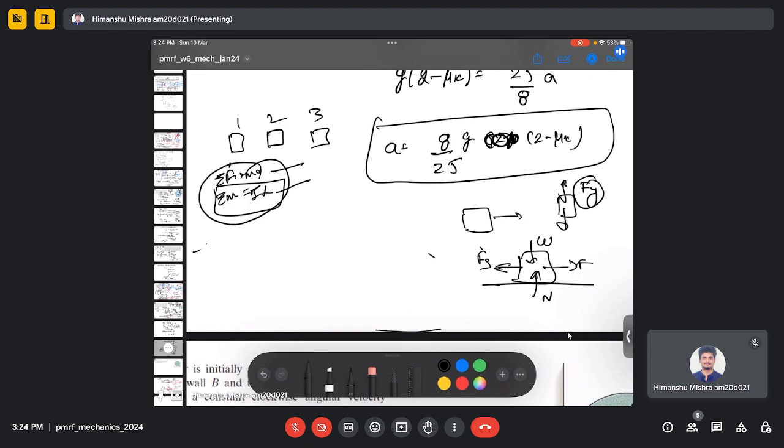But in all the problems you need to consider only these two expressions to develop the set of equations for different bodies, and then use that set of equations to solve for the unknown. That is the main concept here.